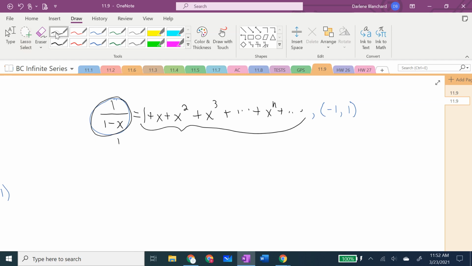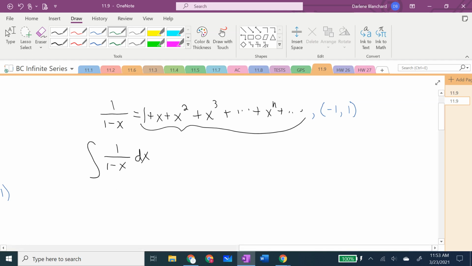All right, we are going to look at what is the integral of 1 over 1 minus x. And while you do it, I'm going to write it down. I'll give you a moment to be ahead of me and think about it.